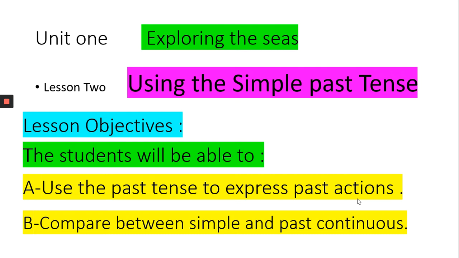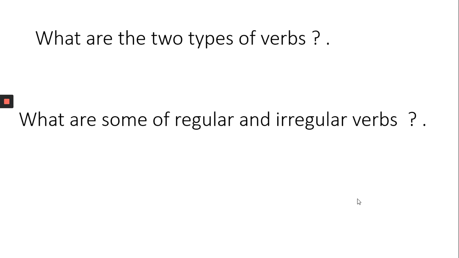By continuing our lesson, we come to the first question. Question number one. What are the two types of verbs? Of course, in English, a verb is a word that indicates an action. Example, swim, run, climb, watch, see, sleep. All these are verbs. And as far as the tenses are concerned, we have two types of verbs.